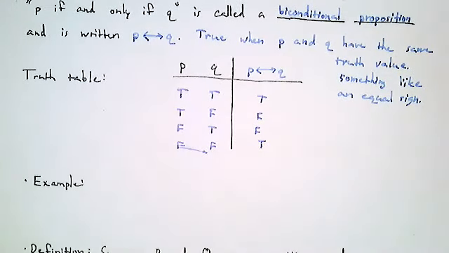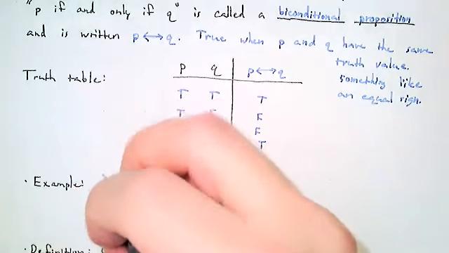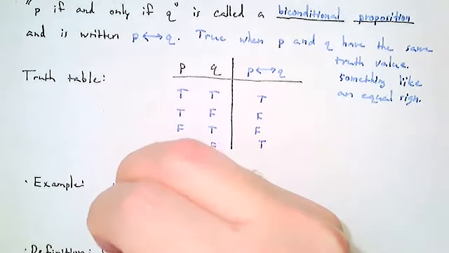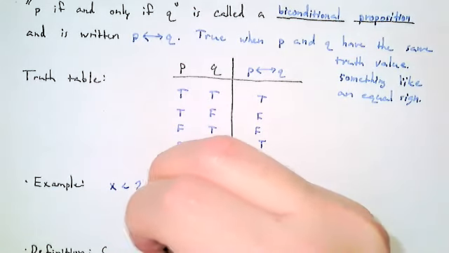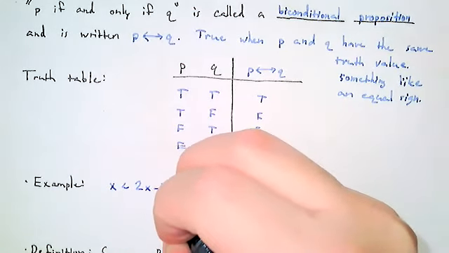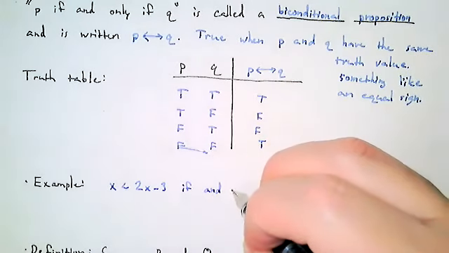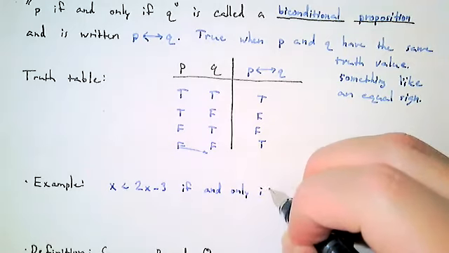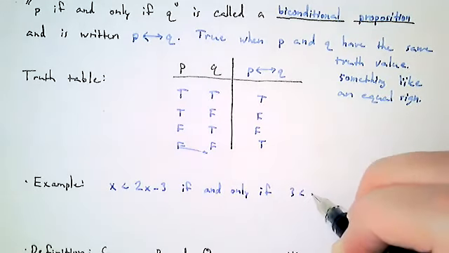And to fill in a quick example using math, because you run across these kinds of ideas really often in math, it could be something like this inequality that says x is less than 2x minus 3 if and only if 3 is less than x.